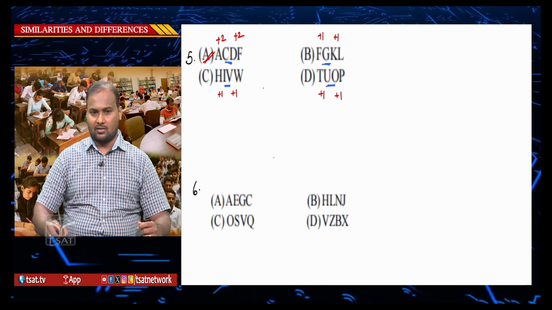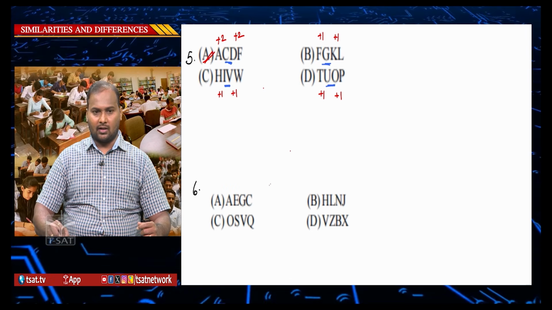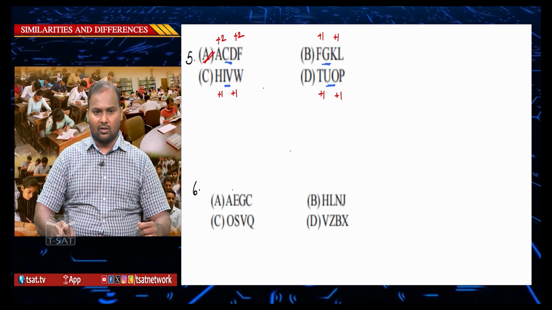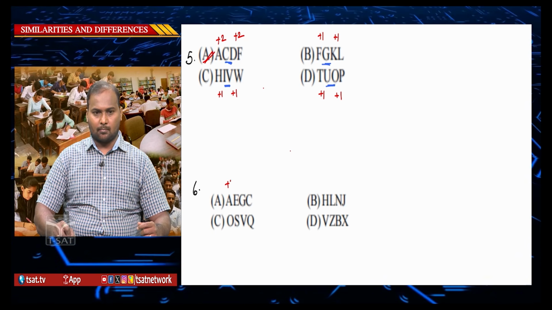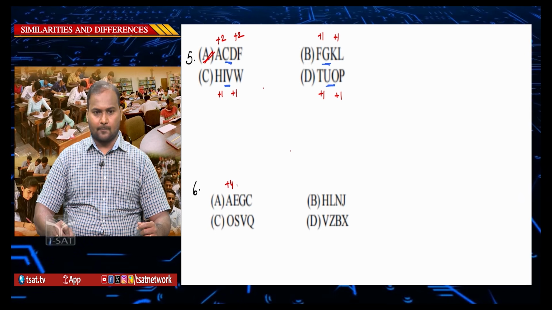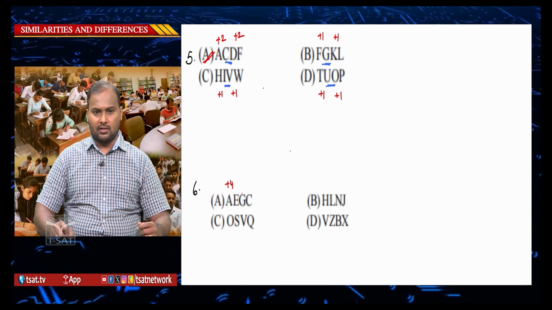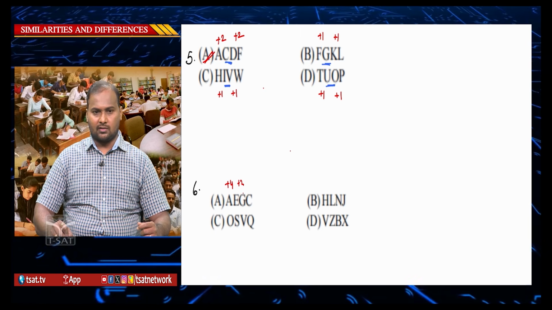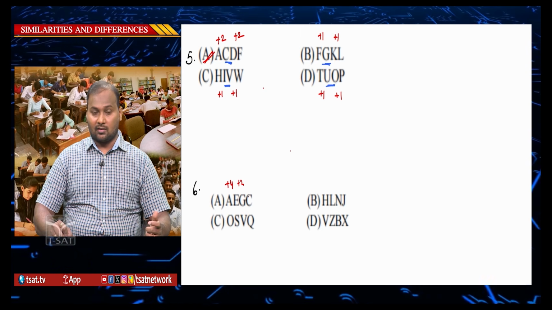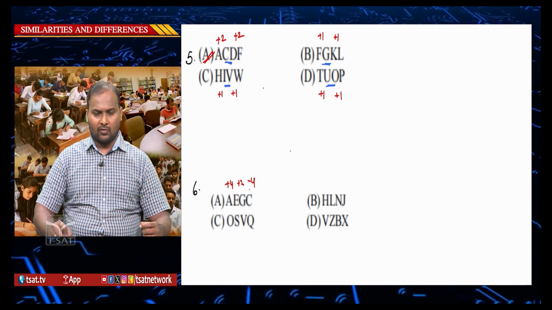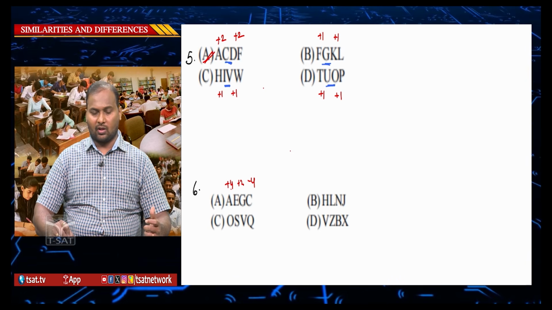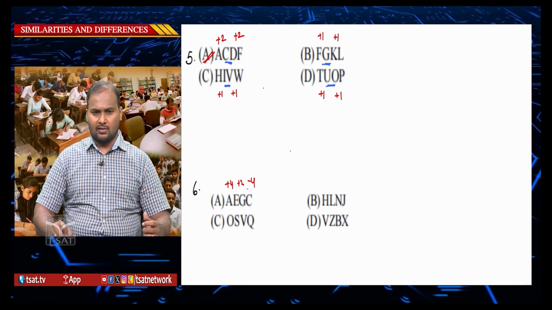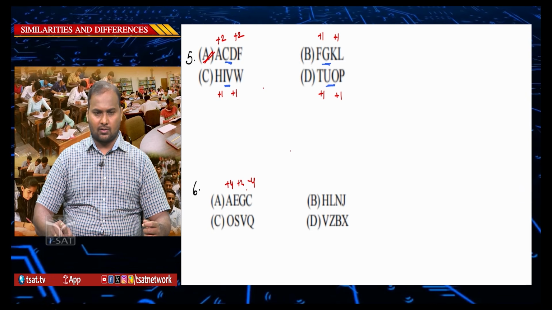So what is the logic here? I know that A is 1, E is 5. So 1 to 5 means how much it is increasing by? Plus 4. Come to E to G. E is 5, G is 7, so it is increasing by plus 2. In the same way, G to C, G is 7, C is 3, so it is decreased by minus 4. So the pattern here is plus 4, plus 2 and minus 4. We will check whether it is possible for all options or not.